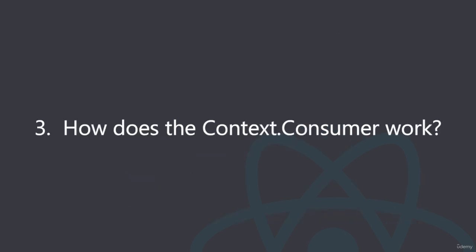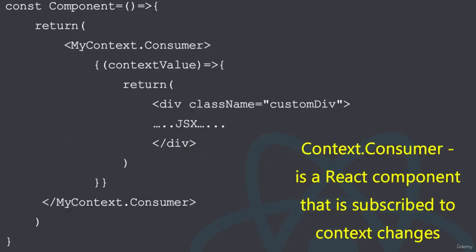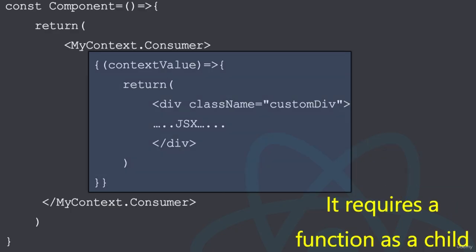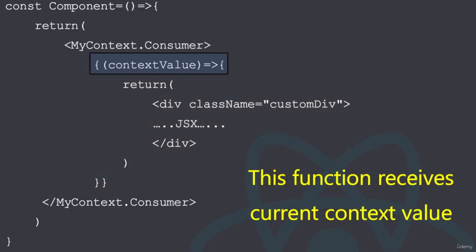The third question is, how does the Context.Consumer, that is the consumer component, work? Context.Consumer is a React component that is subscribed to context changes. It requires a function as a child. This function receives the current context value, as you can see here in the syntax.